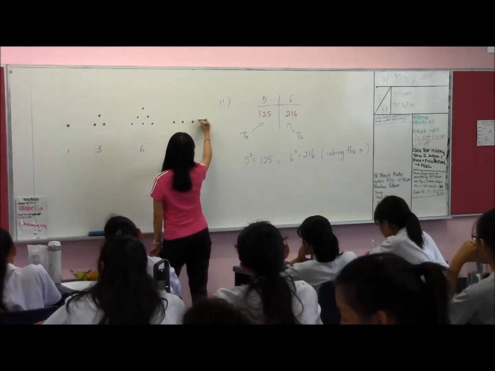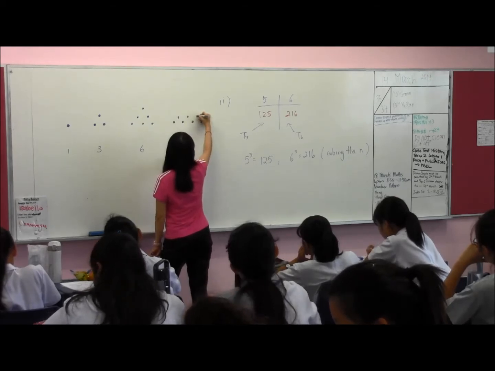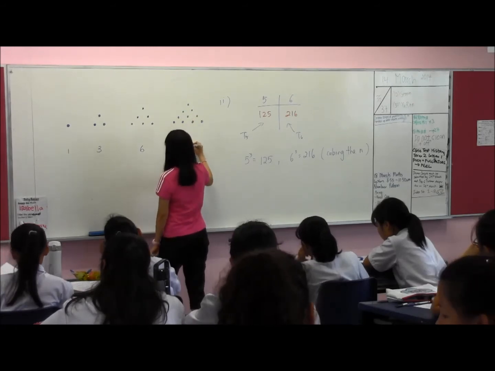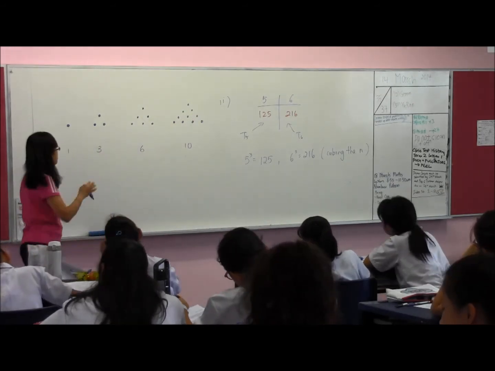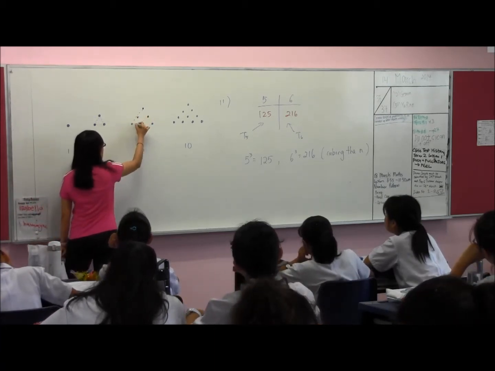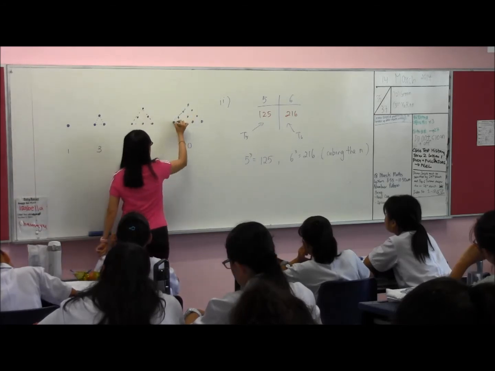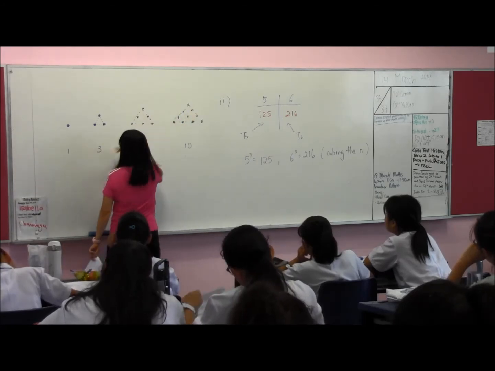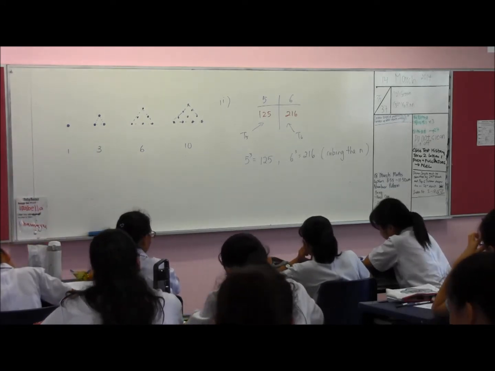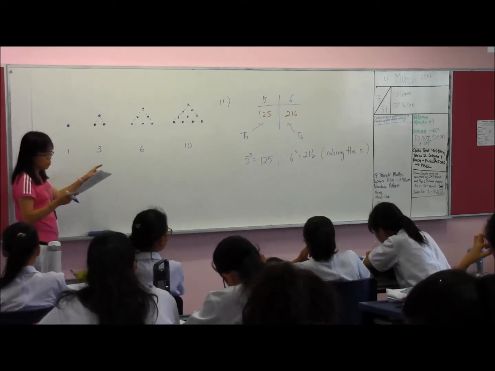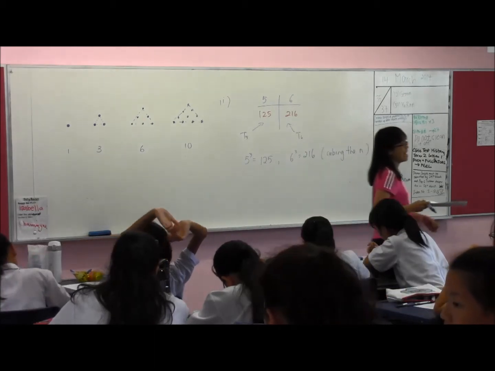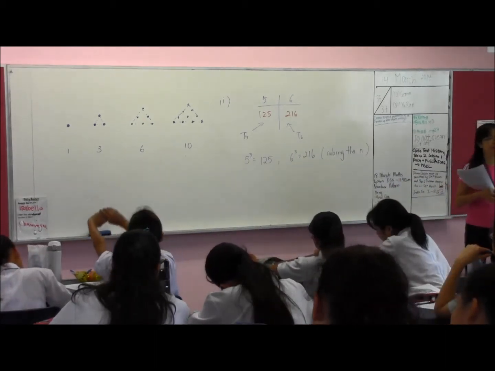1, 2, 3, 4, 1, 2, 3, 1, 2. Wait, how many? 5, 6, 7, 8, 9. So as you can see, this number pattern starts with a dot. If I draw dotted lines, can you see? That's why this sequence of numbers is called the triangular numbers. So you can see 1, 3, 6, 10. What do you think is the next one? How to draw? Drawing also can, but if I give you 100, then you die.